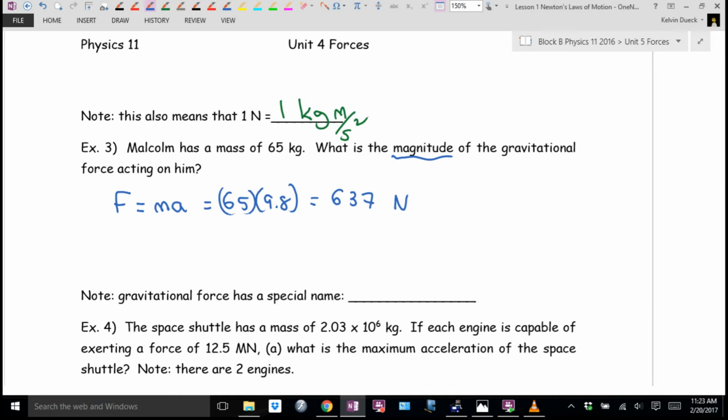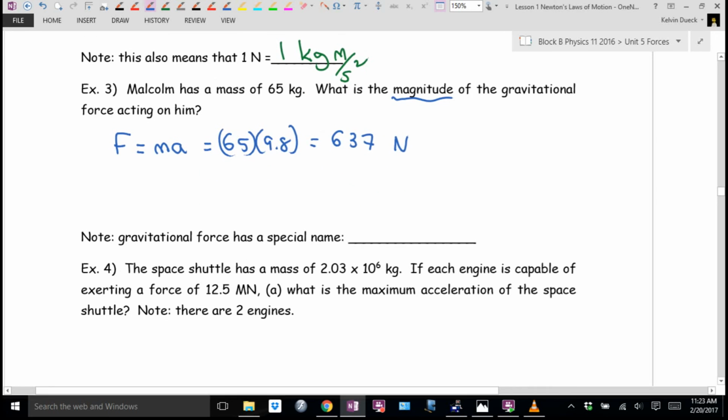By the way, the force of gravity has a special name. We call it weight. Your weight is not measured in kilograms. Your weight is measured in newtons. In English, people are sloppy that way. They'll say, oh, I have a weight of 28 kilograms, 55 kilograms, 62 kilograms. That's the mass. The weight should be measured in newtons.